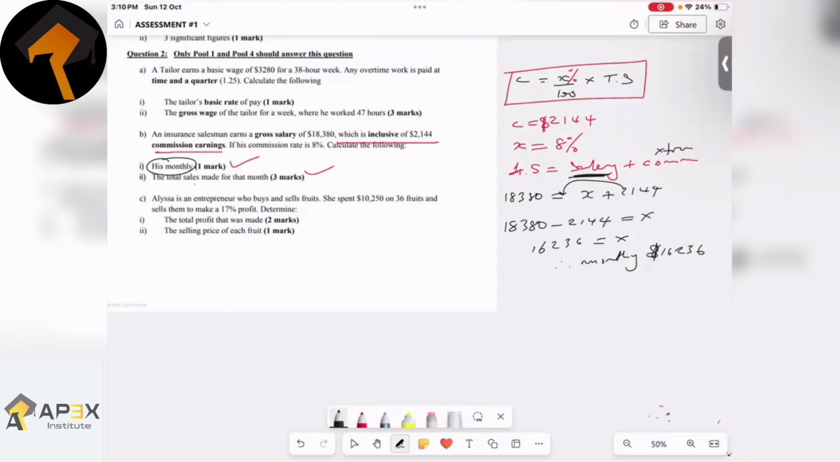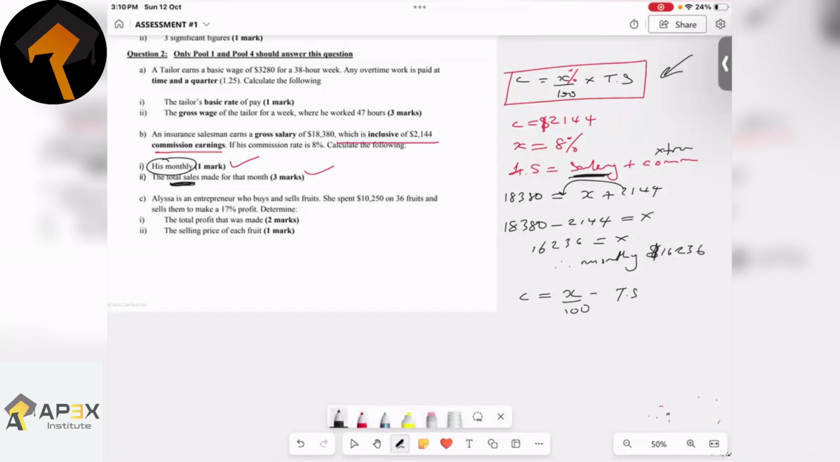Now, for this next question here, we are looking for total sales. So this brings us back to this formula here. So let's go ahead and write this formula down. C is equal to X over 100 multiplied by total sales. All right, X over 100 multiplied by total sales.